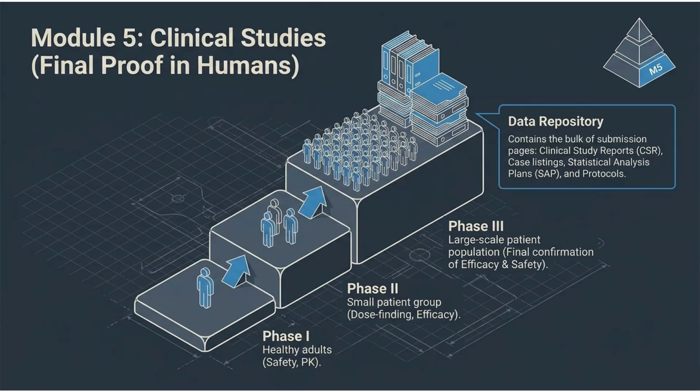Slide 10. Module 5. Clinical studies. Module 5 is for clinical studies, providing the final proof in humans. This section typically contains the bulk of the submission pages. It includes data progressing from Phase 1 safety trials in healthy adults to Phase 2 dose finding in a small patient group, and finally to Phase 3, large-scale trials for the final confirmation of efficacy and safety. It houses the massive data repository of clinical study reports, CSR, case listings, and protocols.